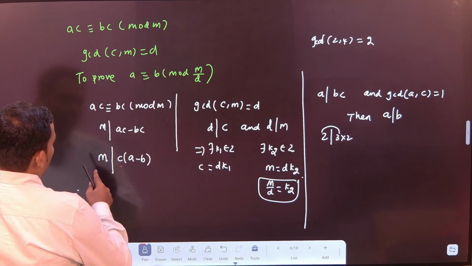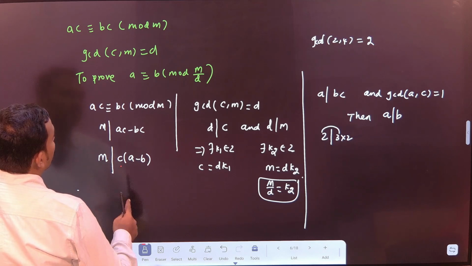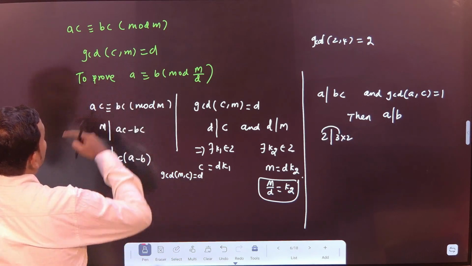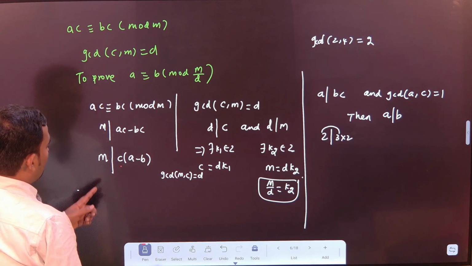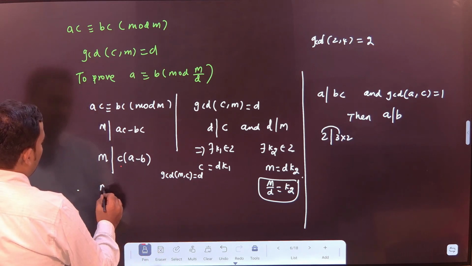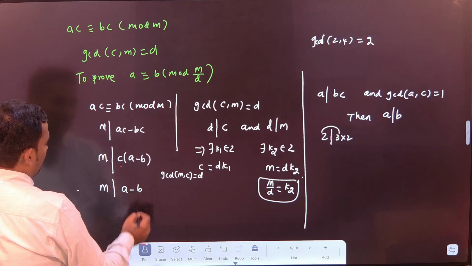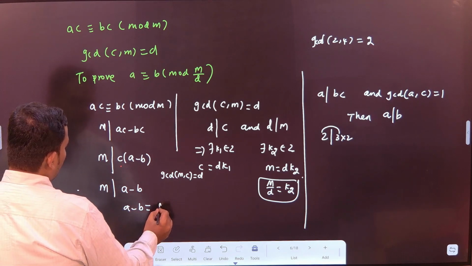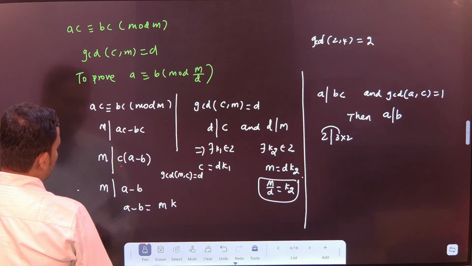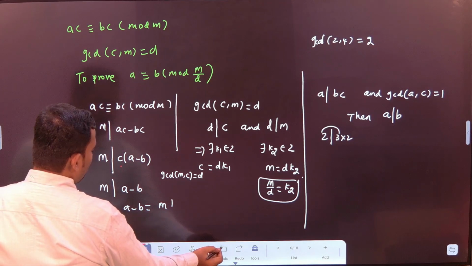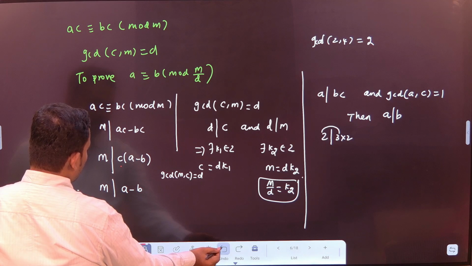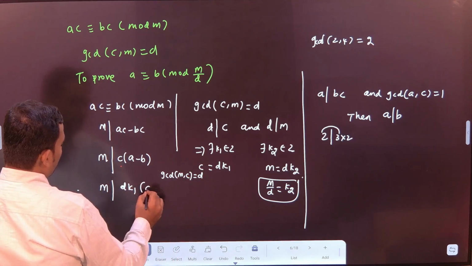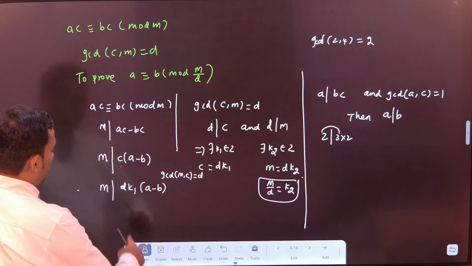So here C is what? D is given, right? Given. Then you can say that it is given that it is D. So definitely M should divide A minus B, right? Clear? So therefore A minus B is equal to, we can say, M times some K, right? Otherwise, you do one thing, you can see, C is what actually? D times K1, A minus B is there.